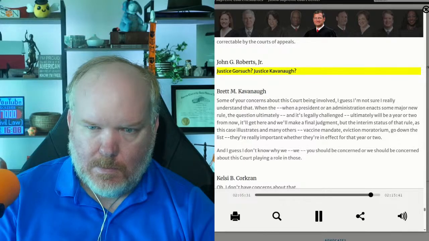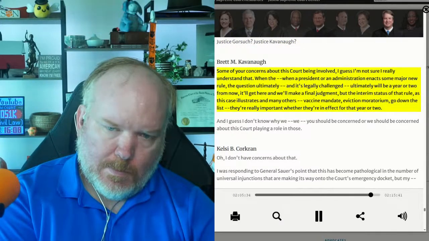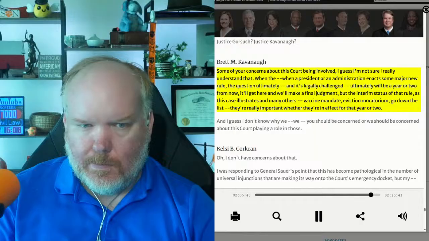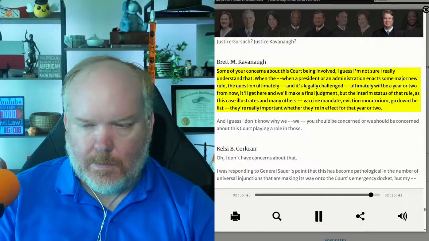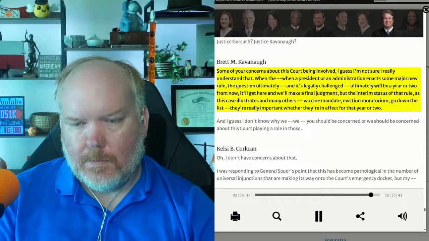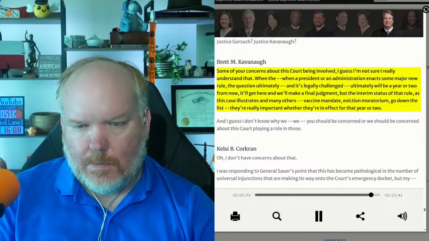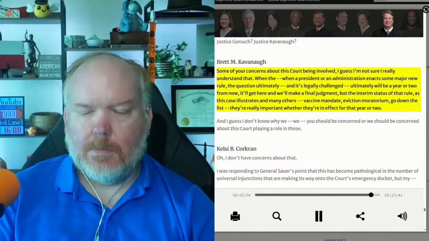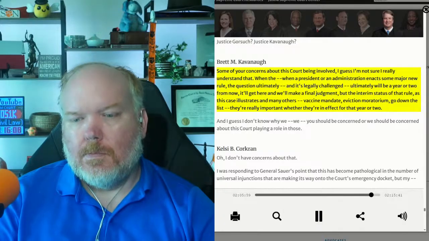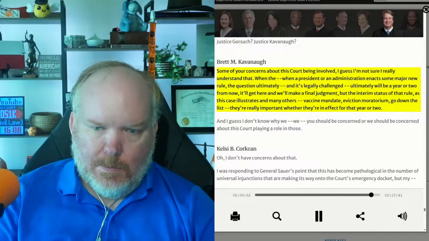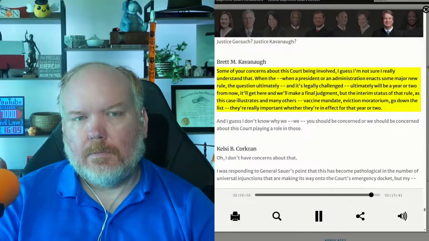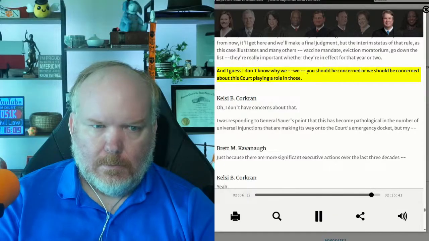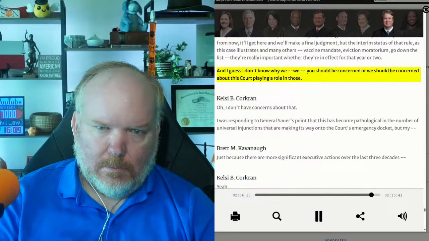Justice Gorsuch, Justice Kavanaugh. Some of your concerns about this court being involved, I'm not sure I really understand that. When a president or an administration enacts some major new rule, and it's legally challenged, ultimately it'll be a year or two from now, it'll get here and we'll make a final judgment. But the interim status of that rule, as this case illustrates, and many others, vaccine mandate, eviction moratorium, go down the list, is really important whether they're in effect for that year or two. And I don't know why you should be concerned or we should be concerned about this court playing a role in this. Oh, I don't have concerns about that.